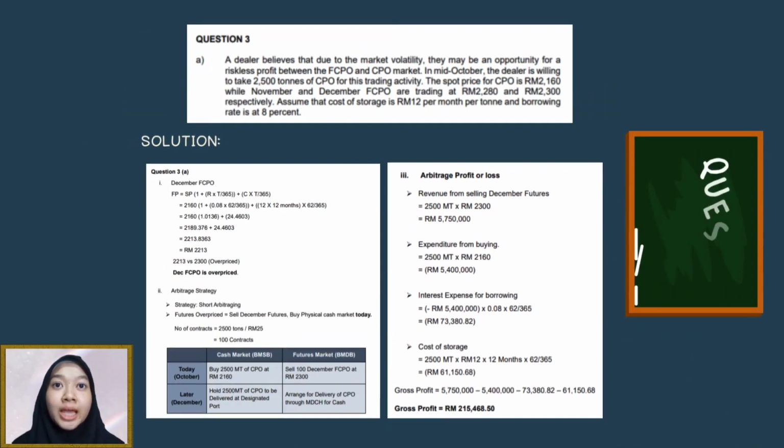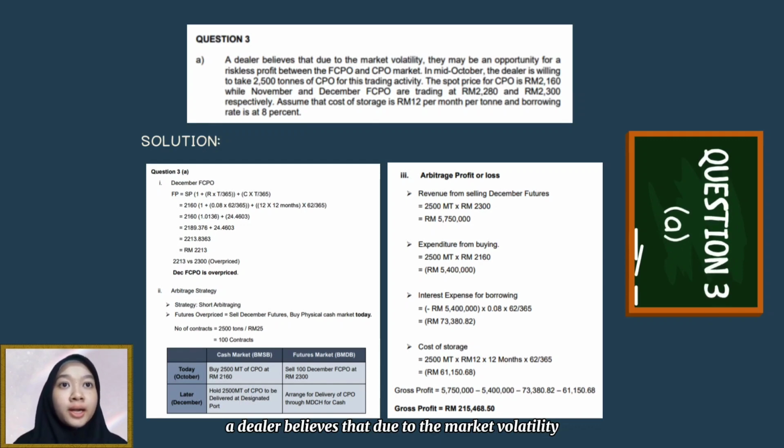Question 3. A dealer believes that due to the market volatility, there may be an opportunity for a riskless profit between the FCPO and CPO market. In mid-October, the dealer is willing to take 2,500 tons of CPO for this trading activity.